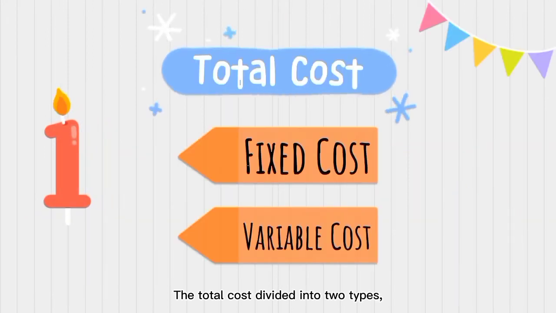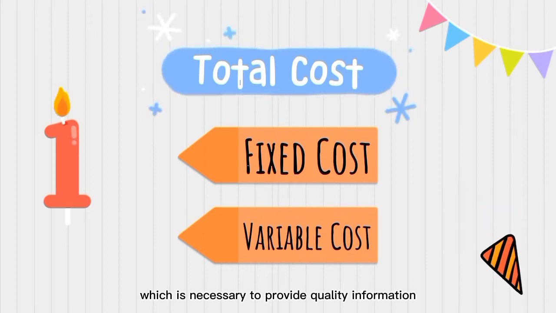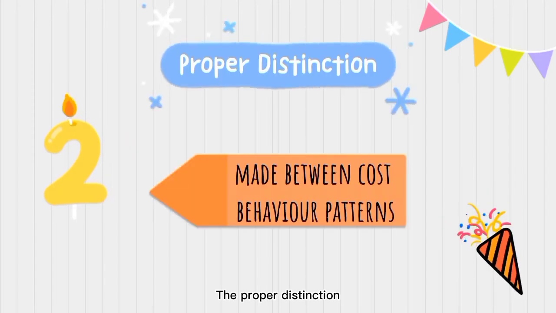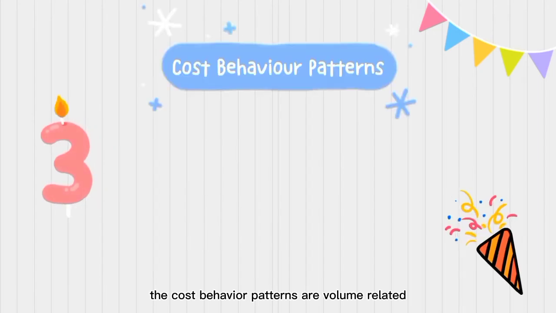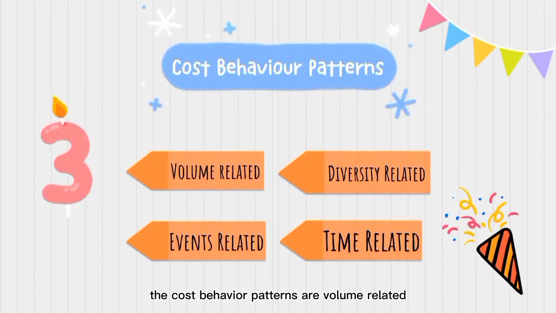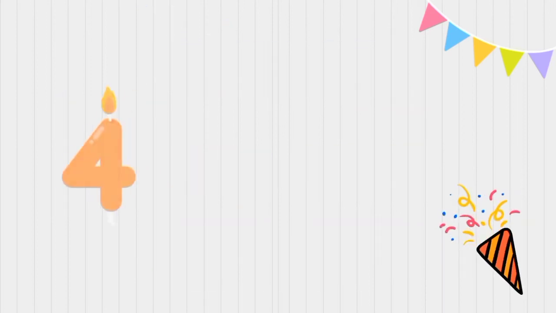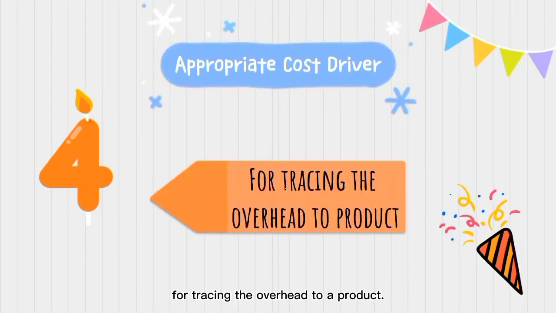The total cost is divided into 2 types, fixed cost and variable cost, which is necessary to provide quality information to design a suitable cost system in a manufacturing concern. The proper distinction is made between the cost behavior patterns. The cost behavior patterns are volume related, diversity related, events related, and time related. The appropriate cost driver has to be identified for tracing the overhead to a product. The cost driver dictates the cost behavior pattern.